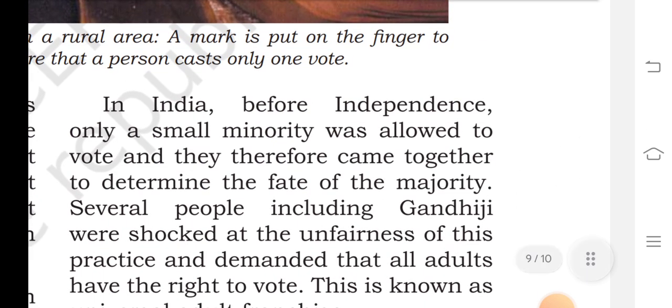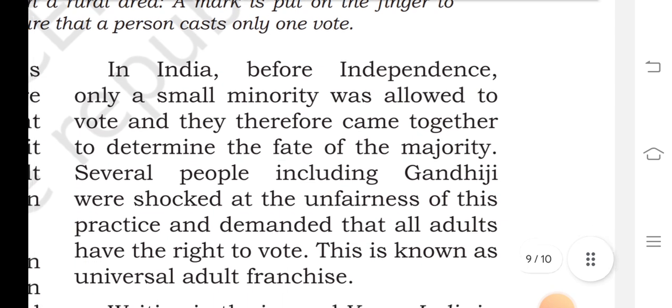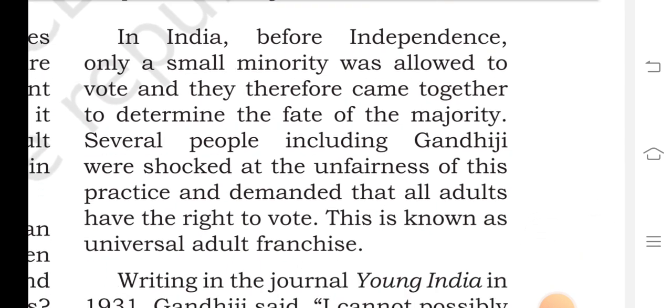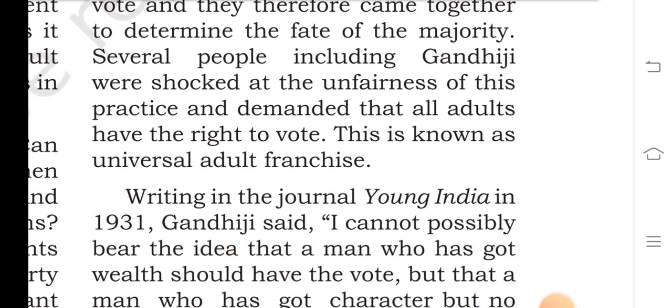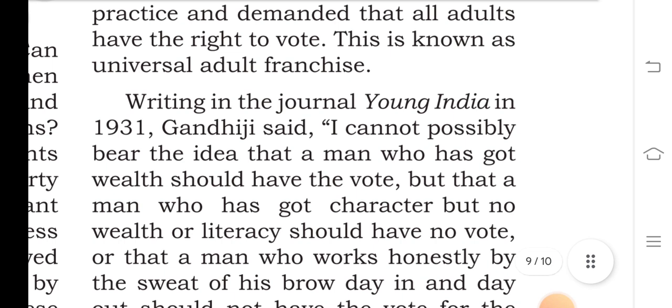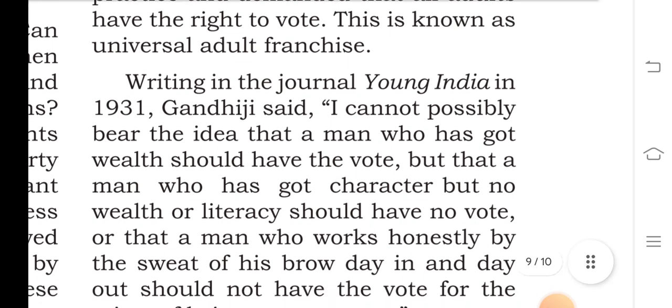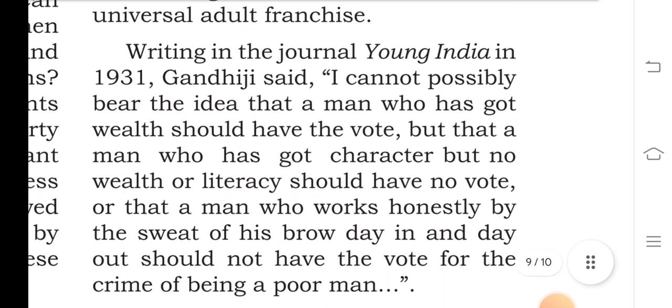In India before independence, only a small minority was allowed to vote. They therefore came together to determine the fate of the majority. Several people, including Gandhiji, were shocked at the unfairness of this practice and demanded that all adults have the right to vote. This is known as the universal adult franchise.